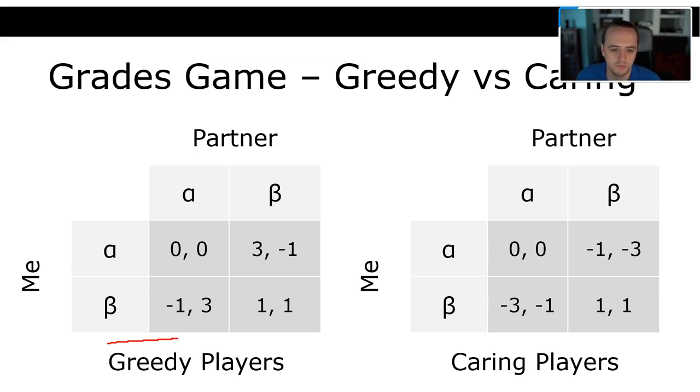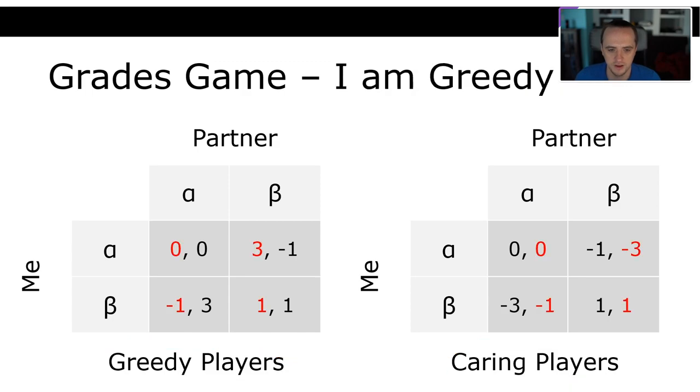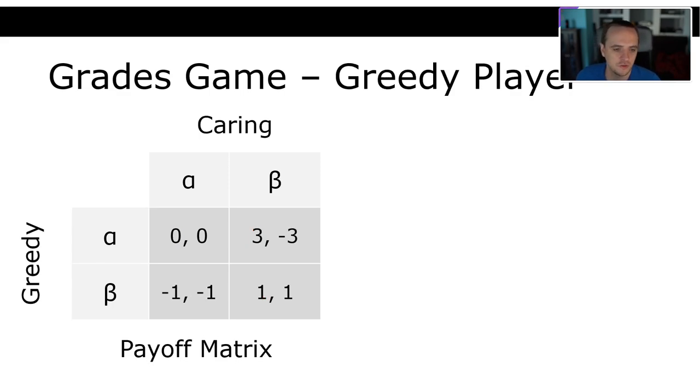So, here's the matrix where both people are greedy, over here on the left, and here's the matrix where both people are caring. So, what we're going to do is take the greedy people, I'm going to be greedy, and my outcomes are going to be on the left. And the partner is going to be caring, and their outcomes are going to be on the right. So, I'm going to combine them into one matrix. Okay? So, now, on the left, we have the greedy player, right? And on the top here, we have the caring player. So here is the payoff matrix if we have mixed players. So we no longer have this transpose matrix.